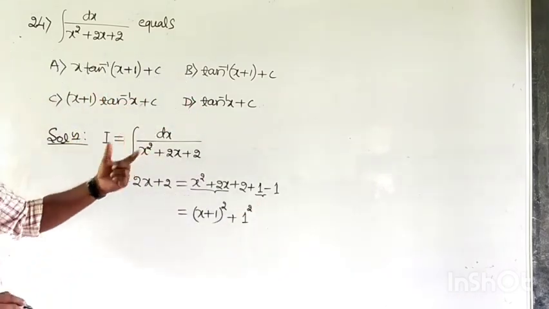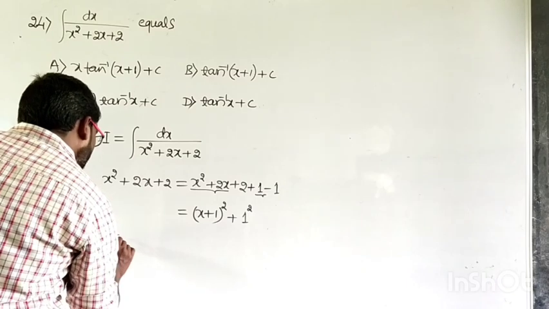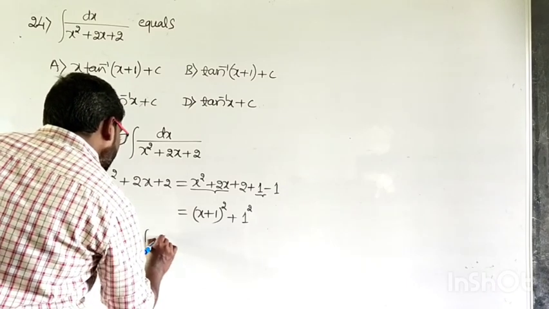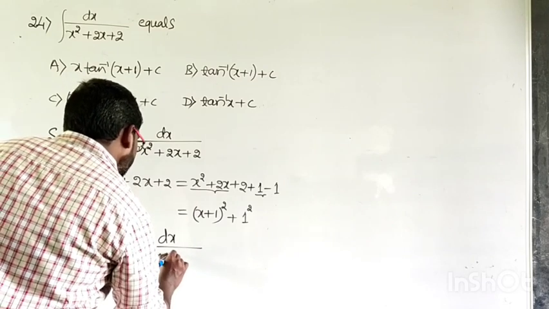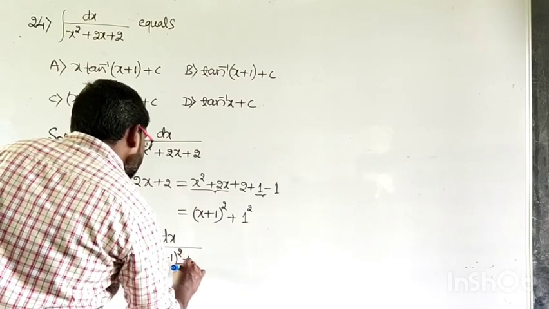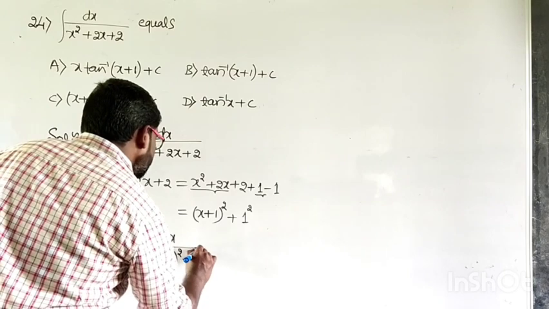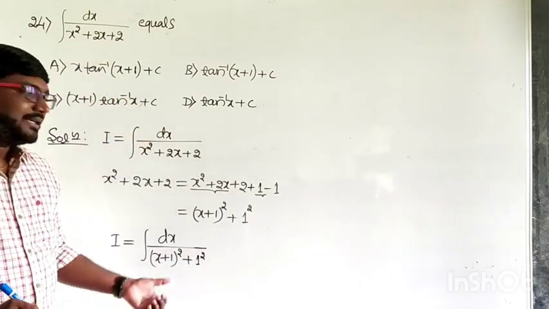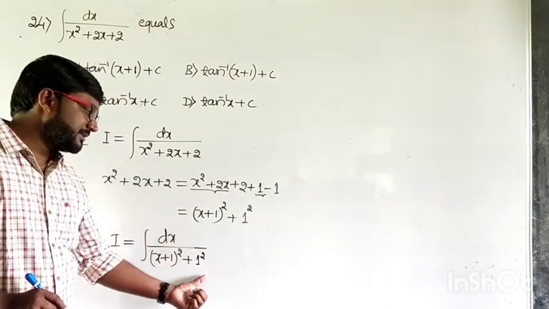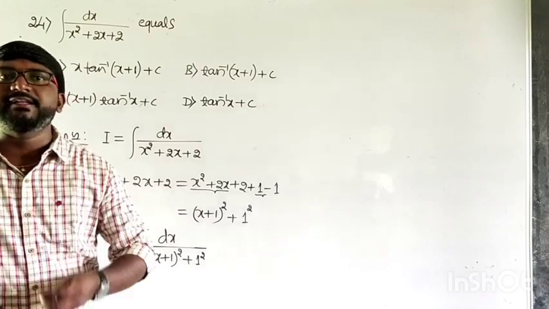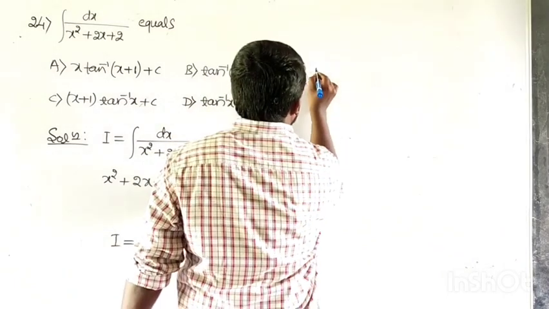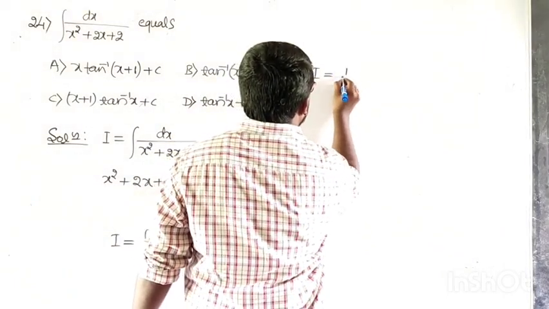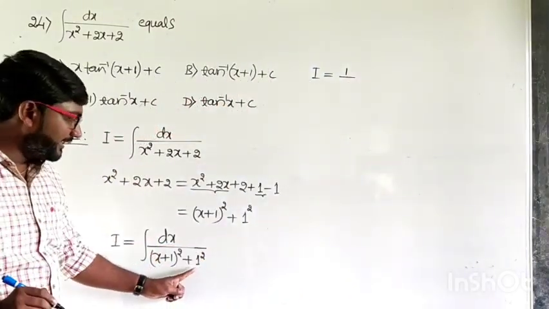So I take the given integral. I, which is equal to the integral of dx upon (x plus 1) the whole square plus 1 square. So this is in the standard form now. Integration of dx by x square plus a square is 1 by a tan inverse x by a plus c. So I is equal to 1 divided by a. The value of a is 1.